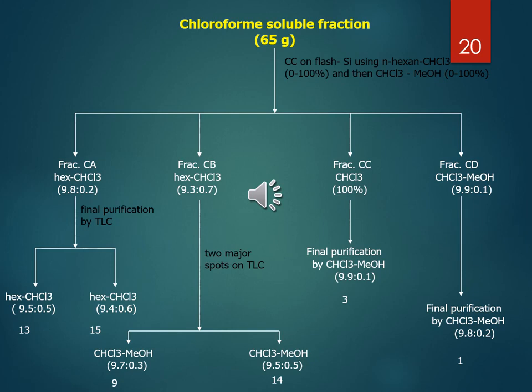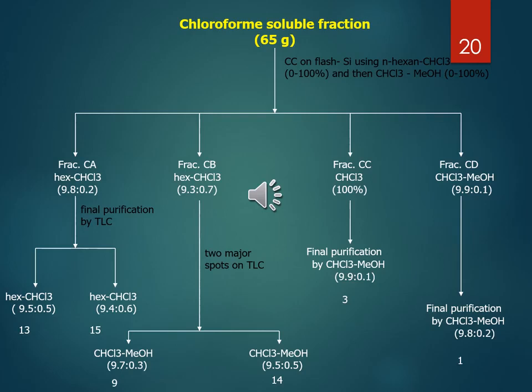The fraction Cb is further subjected to column chromatography over silica gel, eluting with 9.3 to 0.7% hexane-chloroform. It shows two major spots on TLC, and we obtain two pure compounds, compound number 9 and 14. The purity of these compounds was confirmed using the organic purity system, that is 9.7 to 0.3% chloroform-methanol for compound number 9, and 9.5 to 0.5% chloroform-methanol for compound number 14.